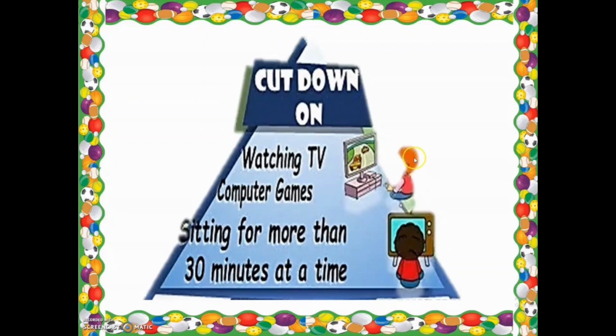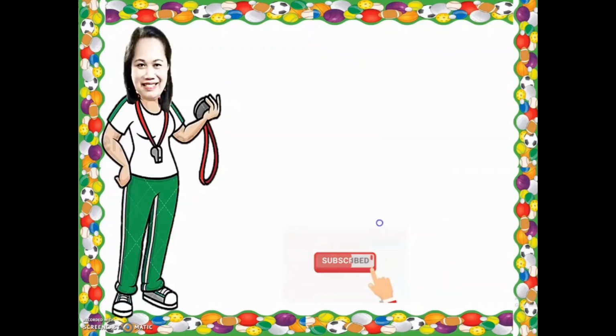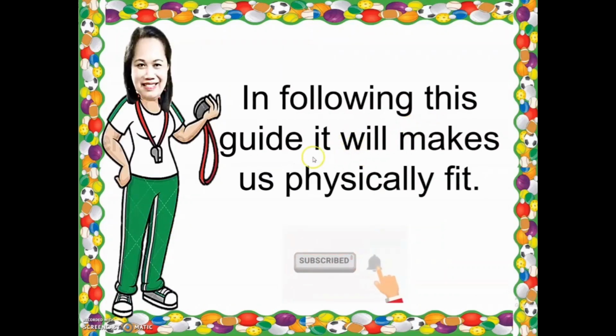What are the activities that we should cut down on? Watching TV, like this one. Computer games, or playing computer games like Mobile Legends, Roblox. So those are the things that we have to cut down on. And sitting for more than 30 minutes at a time, because there is no active physical activity. So in following this guide, it will make us physically fit.